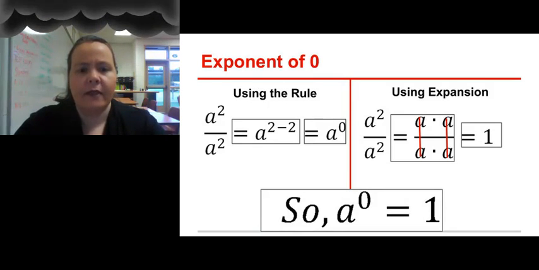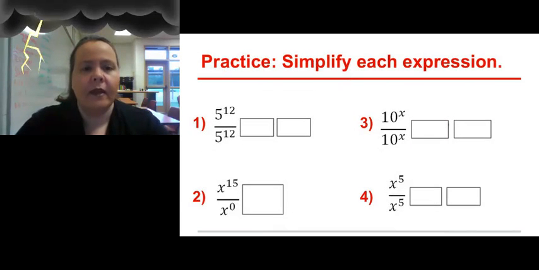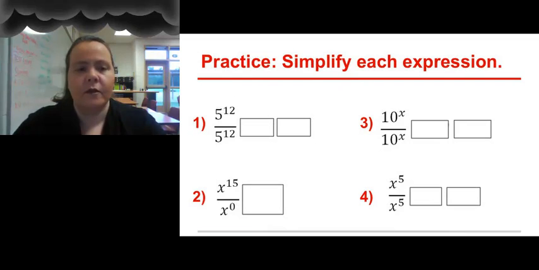So now we can see that a to the 0 is equal to 1. A to the 0 represents dividing something by itself. And we know from past experiences that when we divide a number by itself, the answer is 1. Okay, here are some for you to practice. So if you will pause now so that you have time to complete those, and then come back when you're ready to check your work.